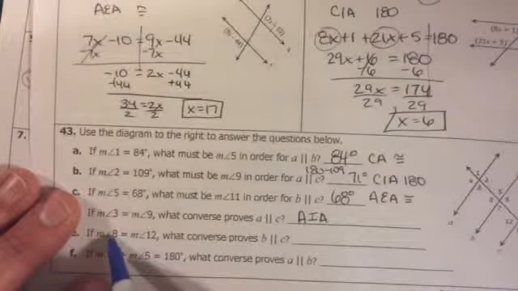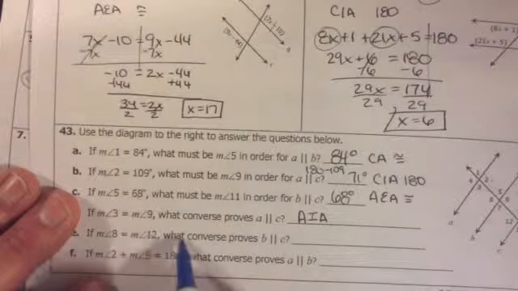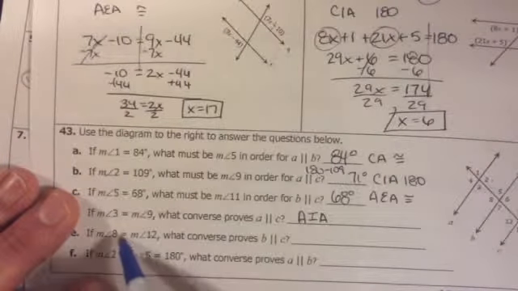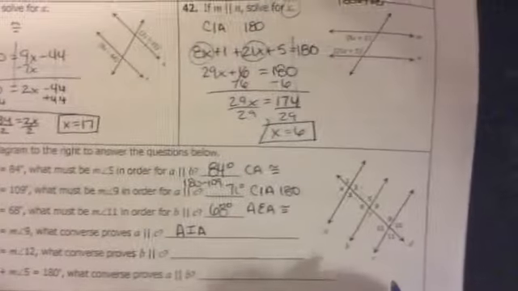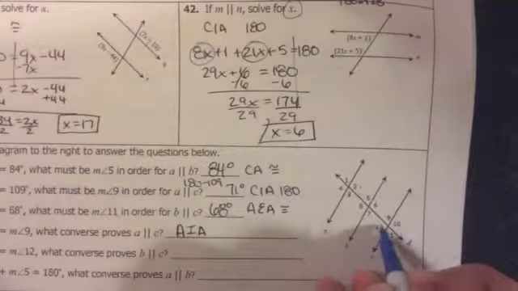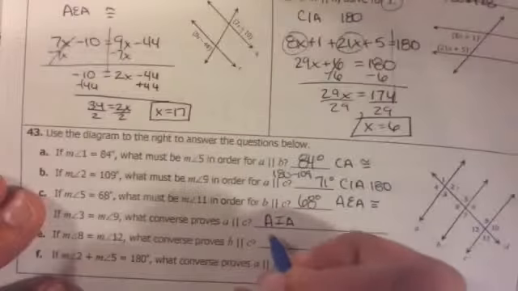If it says if angle 8 is congruent to angle 12, what converse proves this? Let's look at the relationship between 8 and 12, see what they must be. Here's 8 and here's 12. Looks like those are corresponding to me.